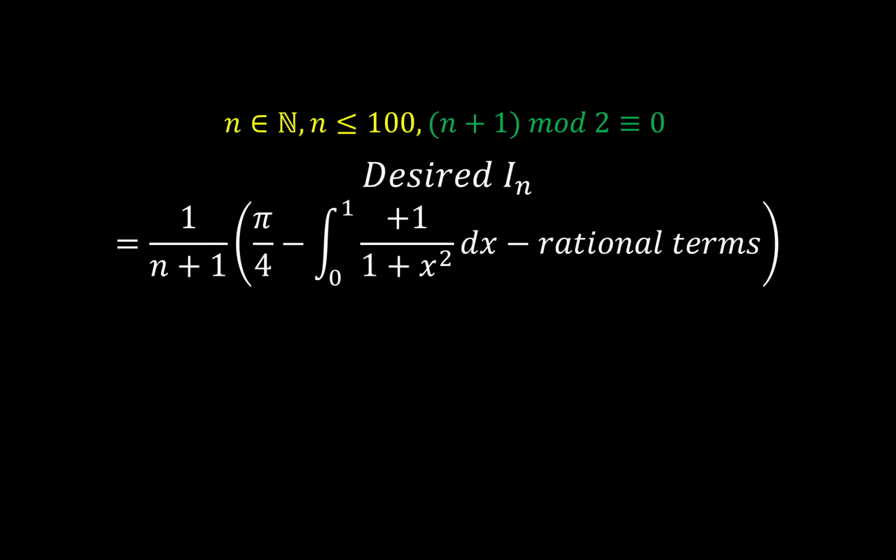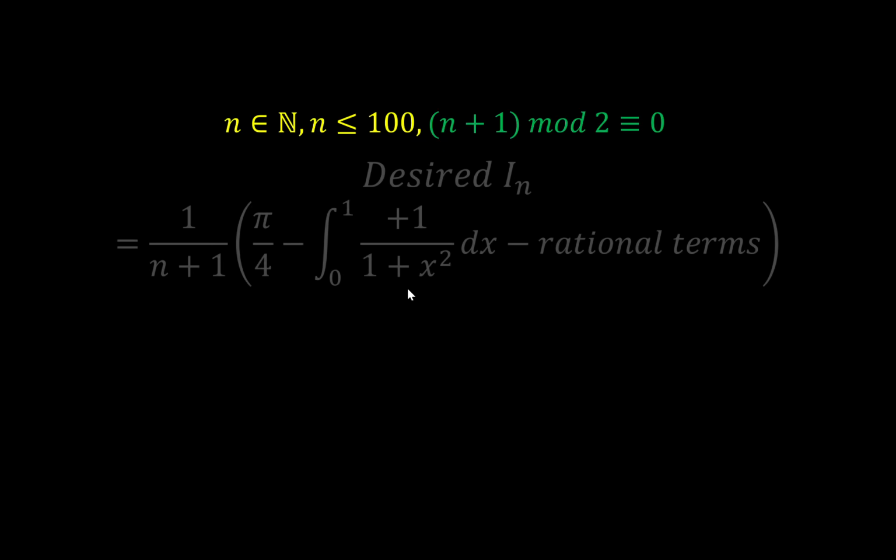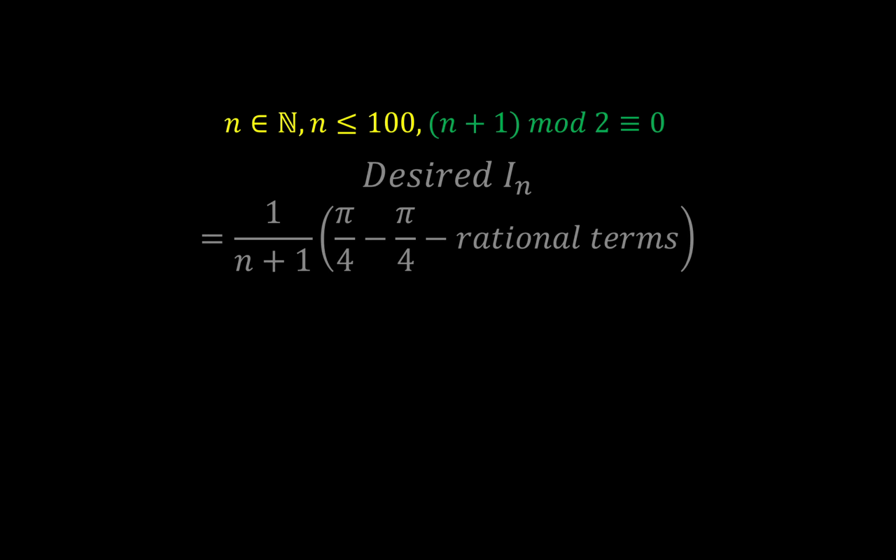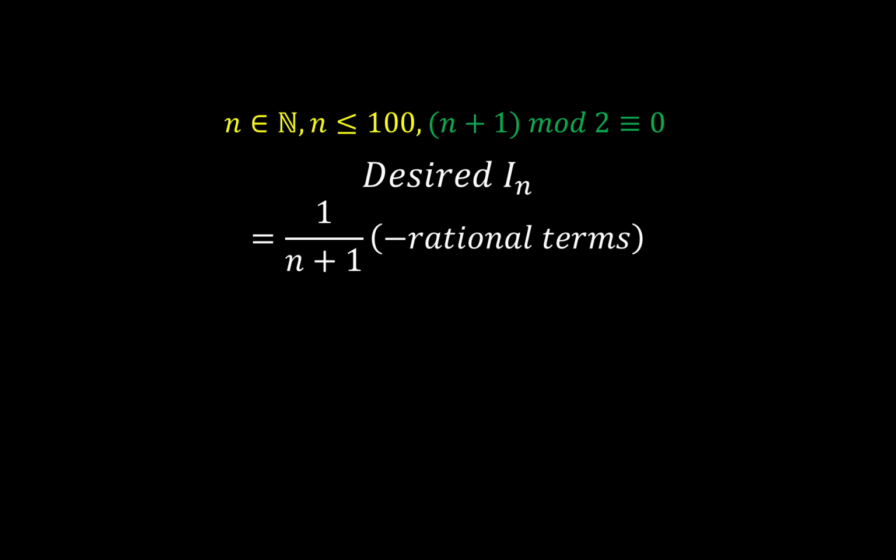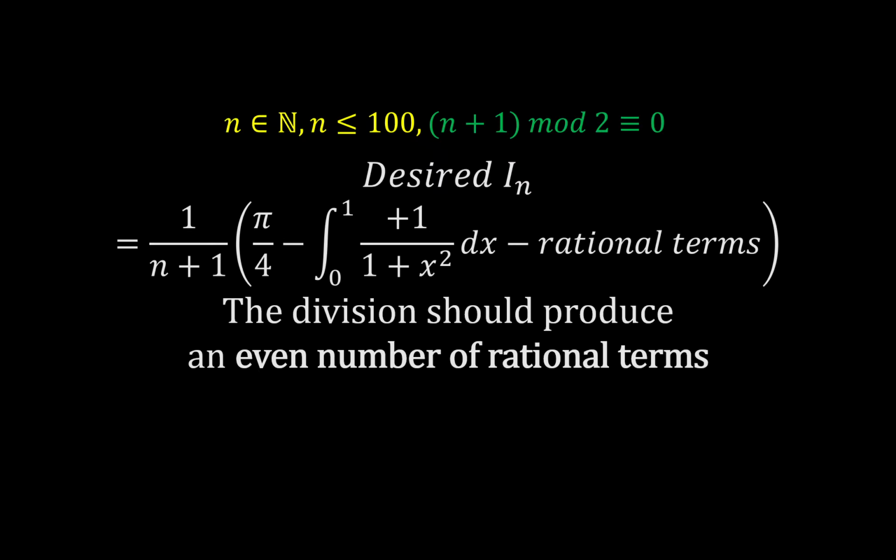So the desired I of n that we want here is the one that has a positive coefficient inside the integral, so that these two terms will cancel out. That's what we're looking for. Yeah. So this is the I of n that we want, so that it is a rational number. Now let's look at what conditions will give us that.